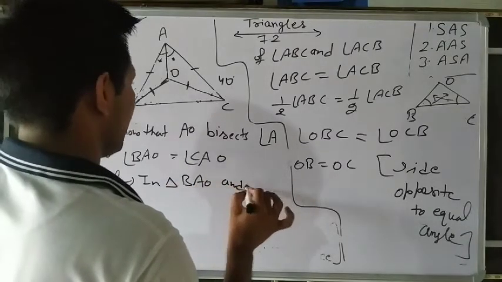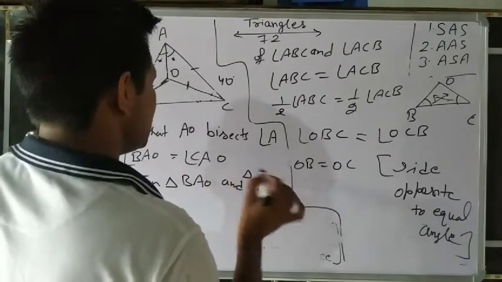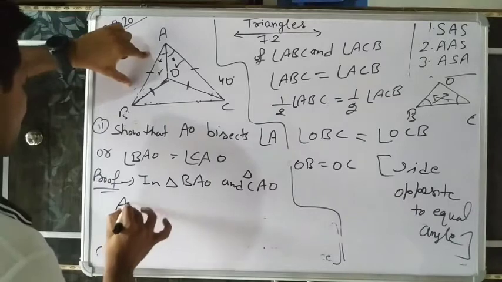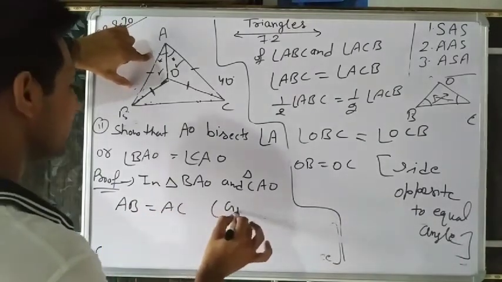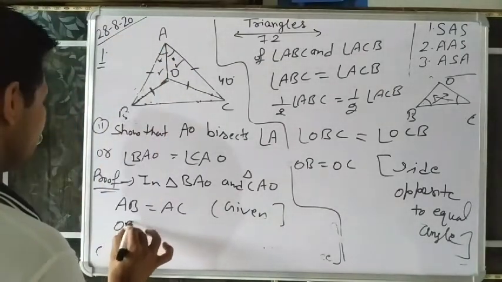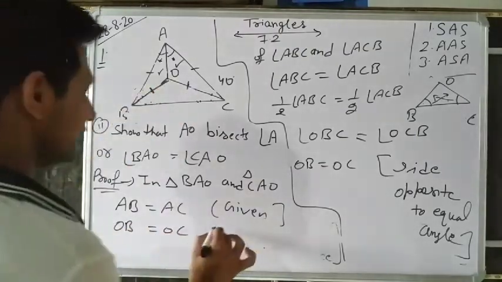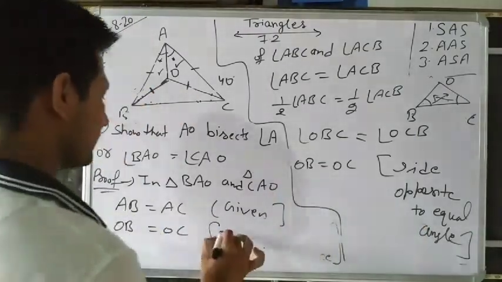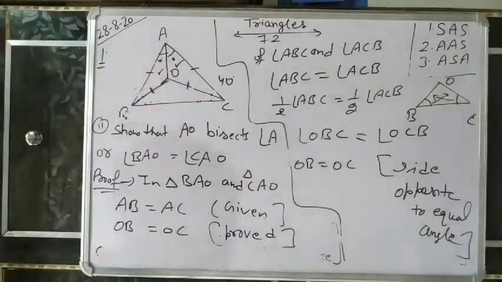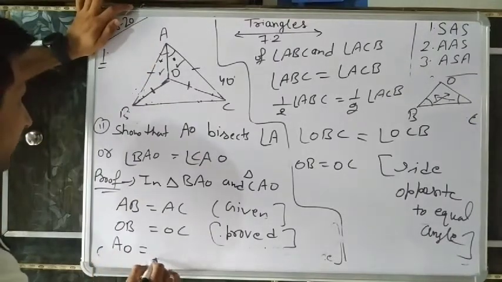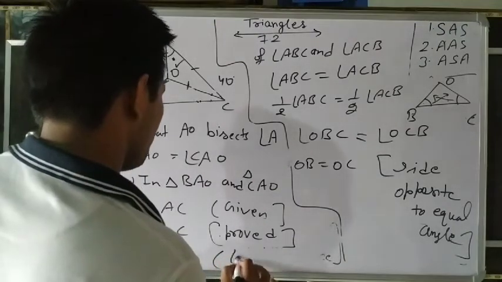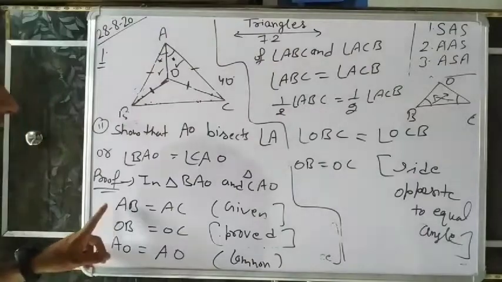Triangle BAO and triangle CAO. We know in this triangle and in this triangle, AB equals AC, already given in the question because it is an isosceles triangle. Next, OB equals OC, already proved in the first part. Next, AO equals AO, it is also equal, common. So it means side, side, side.